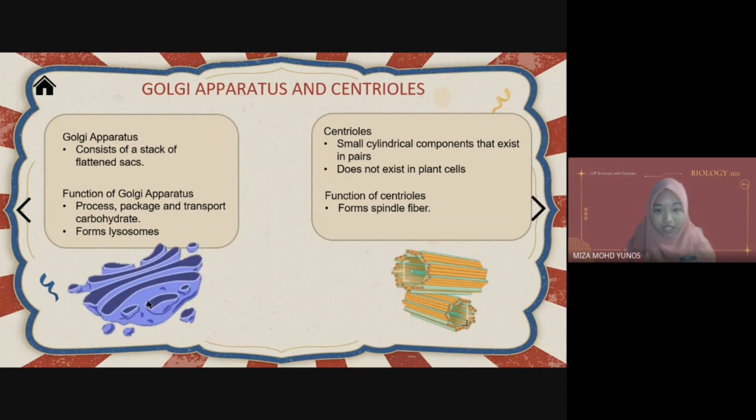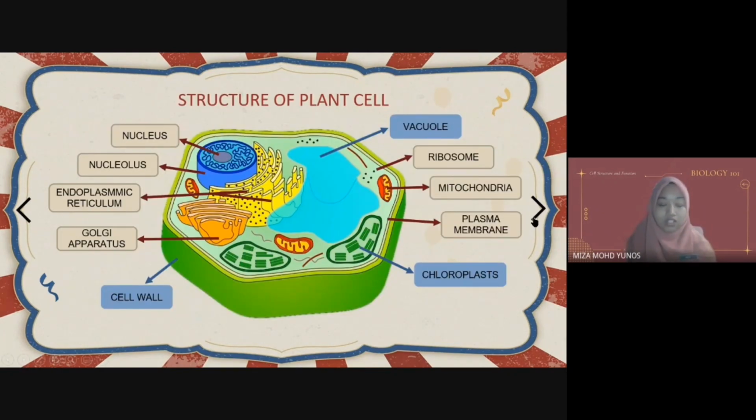I repeat, centriole does not exist in plant cell. Alright, so the function of centrioles is to form spindle fiber. We are done with the structure of animal cell, and now we can move on to the structure of plant cell. The structure of plant cell is basically the same as animal cell, but in plant cell we have 3 extra organelles, which are vacuole, chloroplast, and cell wall.